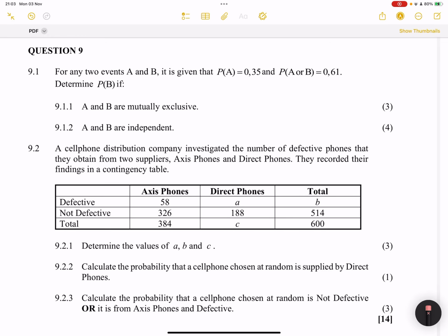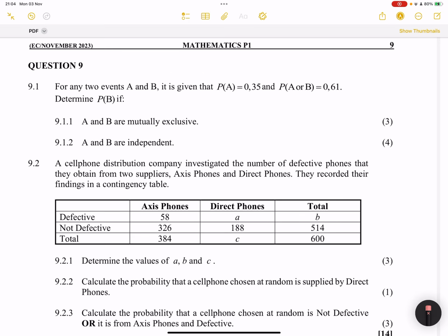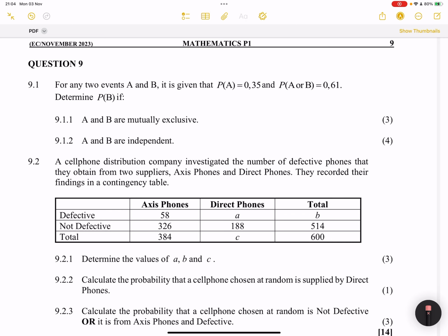So we are looking at question 9 of this Eastern Cape November 2023 exam.